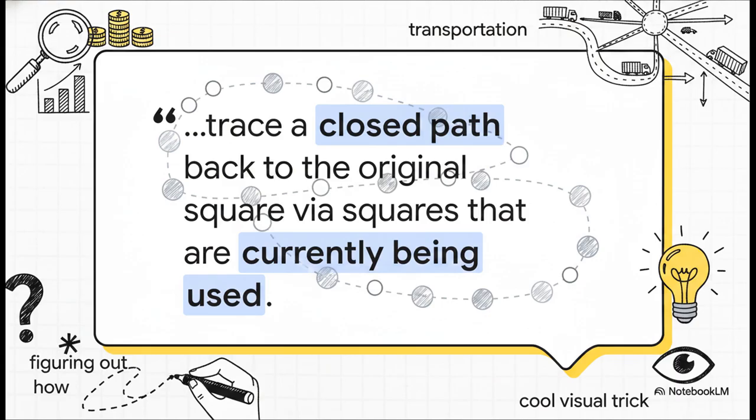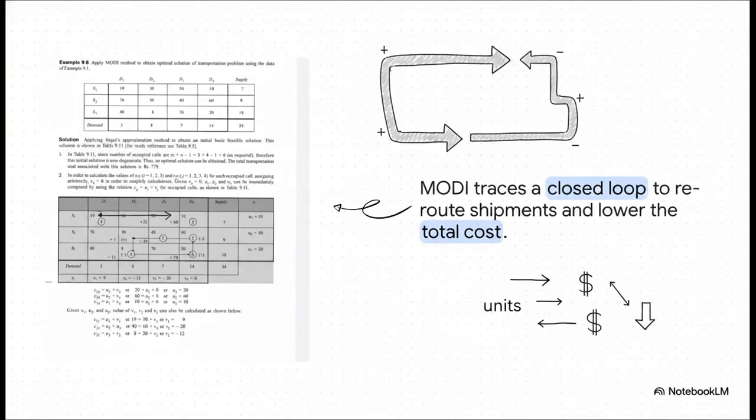And it does this with a really cool, almost visual trick. And this image shows that trick perfectly. Starting from that unused square with the potential savings, MODI traces a closed loop, jumping only between other squares that are currently in use. Then it assigns alternating plus and minus signs to the corners of this loop. This path literally shows you how to shift units around. You subtract from the minus squares and you add to the plus squares, which lets you use that cheaper route and brings down the total cost.